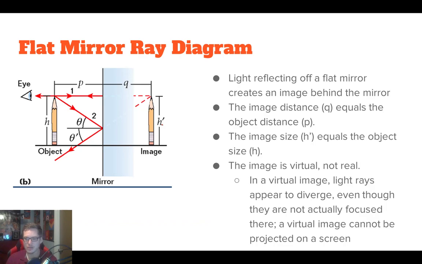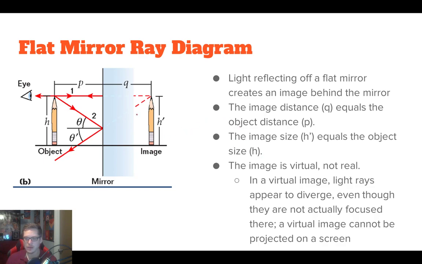Now on this picture, there's a couple of new terms. Notice this is the exact same picture, but there are some new terms that you need to know. All right, P is the object distance. This is your distance from your object to your mirror, and Q is your image distance, or the distance of the image to the mirror. Notice that in a flat mirror, these two are always equal to each other, and that makes sense. As far away as it is here, that's how far away this should be.